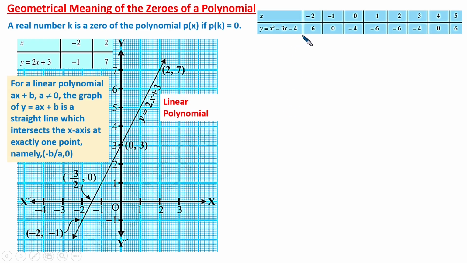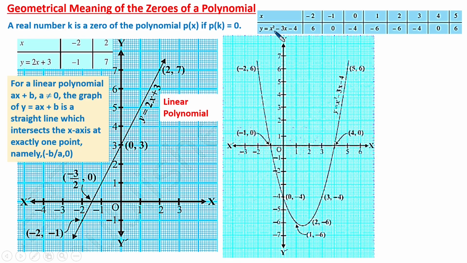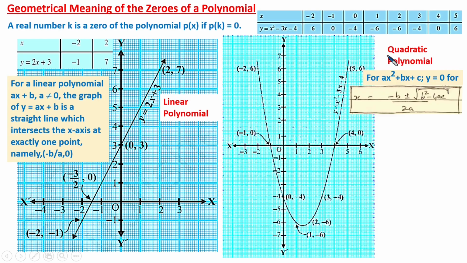And here you have a quadratic equation. So you can see that y is equal to 0 for x is equal to 4 and x equal to minus 1. If you substitute here, you see for different x, y is 0 for minus 1, and y is 0 for x is equal to 4. So this is a parabola, and for a quadratic polynomial ax square plus bx plus c, we know these are the two solutions.